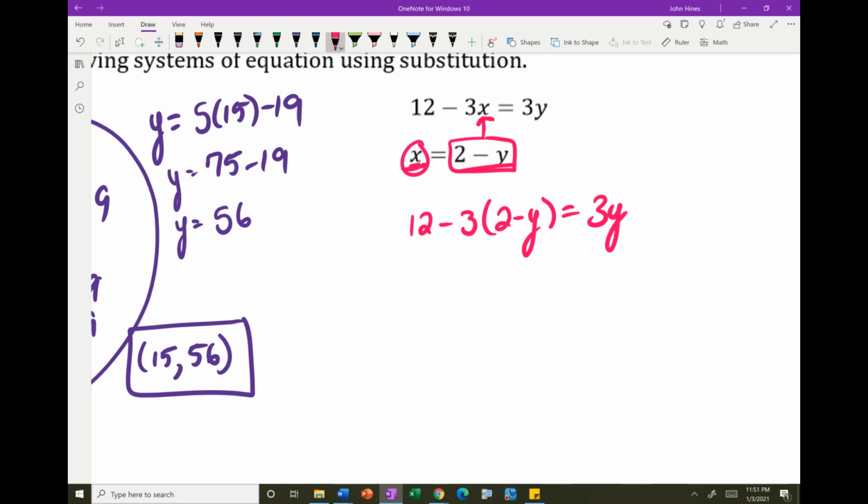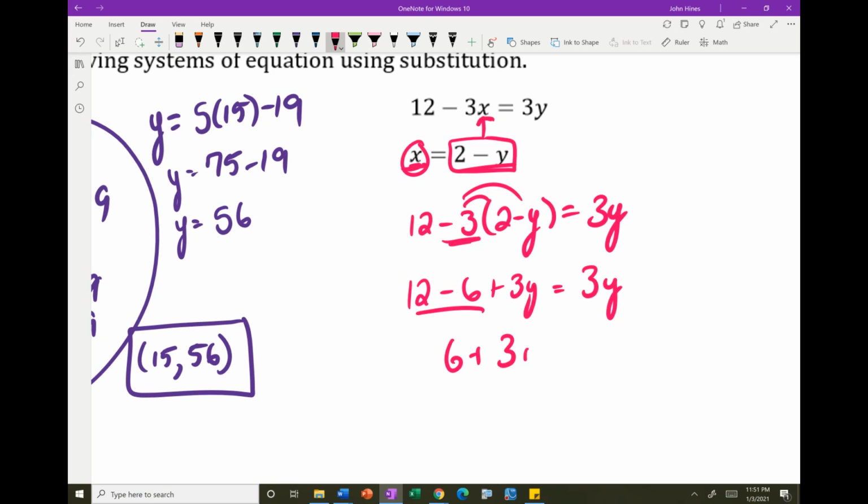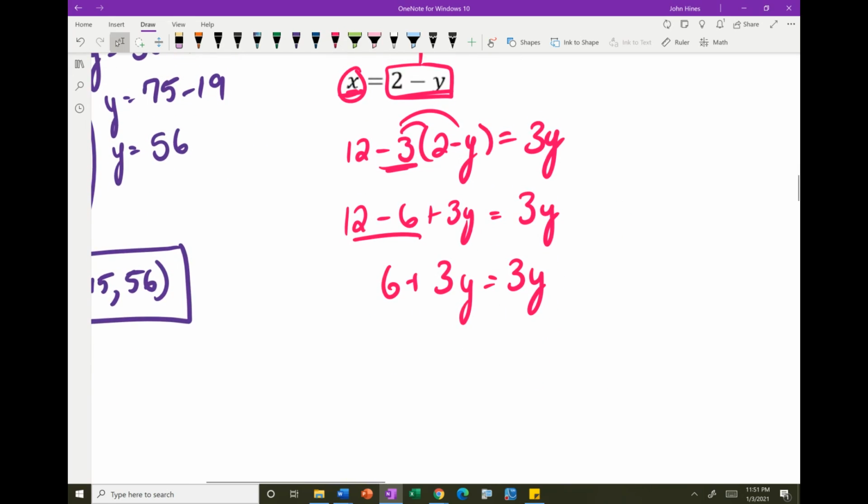equals 3Y. And then I'm going to distribute here. 12 minus 6. Careful, it's a negative 3 that I'm distributing here. Plus 3y, right? Two negatives multiply to a positive, equals 3y. So combining my like terms, I get 6 plus 3y equals 3y, which is weird because when I subtract 3y, I get 6 equals 0.